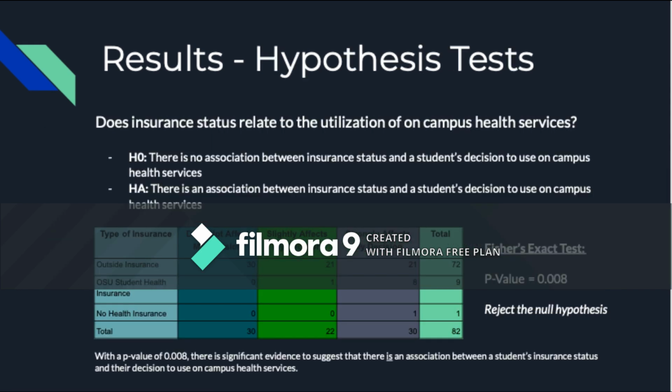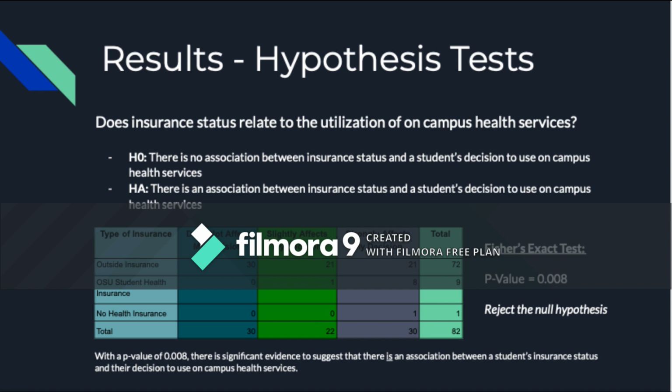Our first hypothesis test sought to answer our first research question of does insurance status relate to utilization of on-campus health services? Our null hypothesis was that there is no association between insurance status and a student's decision to use on-campus health services. Our alternate hypothesis is that there is an association between the two. We categorized the responses of insurance status into outside insurance, which included both people with and without the WillSCare insurance supplement, student health insurance, which includes those with OSU's own insurance plan, and those with no health insurance.